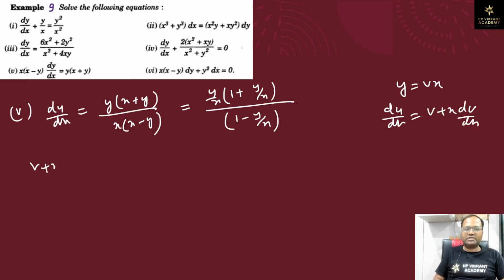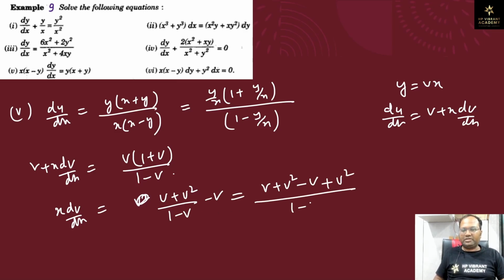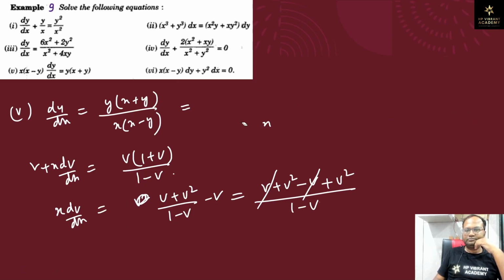So we have v plus x dv upon dx is equal to v times of 1 plus v upon 1 minus v. So from here we have x dv upon dx is equal to v plus v square upon 1 minus v, minus v. So this is v plus v square minus v plus v square upon 1 minus v. Okay, this v gets cancelled. So from here we have x dv upon dx is equal to 2v square upon 1 minus v.